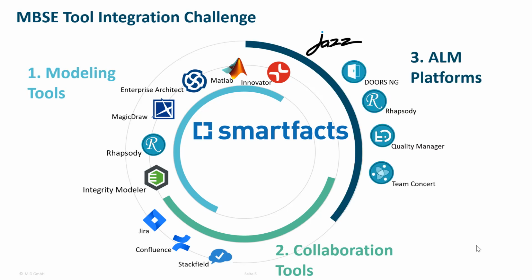And number three being the ALM platforms. Here we take IBM Jazz as an example, as they are very strong in OSLC, and we make heavy use of REST and OSLC. And IBM Jazz, of course, incorporates DOORS Next, Rhapsody Quality Manager, Team Concert. So there might be a fourth category in the future, of course, being the PLM platforms. We also have to integrate them at some point in time.